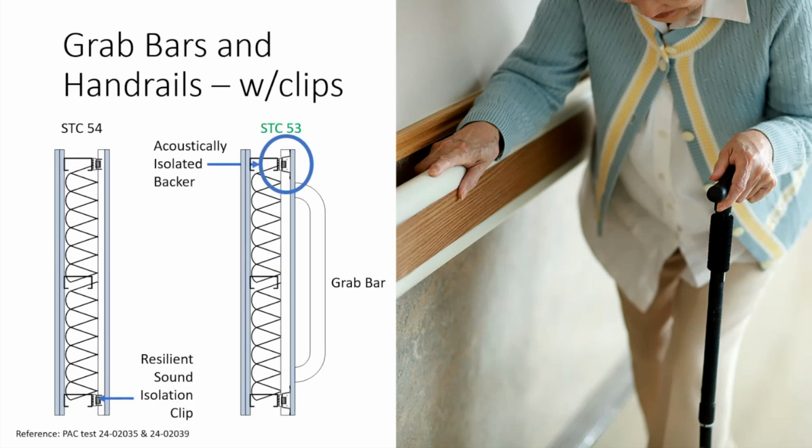Similar sort of thing again for clips and the isolated backer. And here there are acoustical tests for these backers. That's the other thing: you want to make sure that you've got documentation of these other things that you're doing for details. Make sure there's some documentation and testing to show that they can maintain that acoustical performance. And in this case, with the isolated backer, it was an STC 53 instead of an STC 54. Again, a 1-point change is negligible.